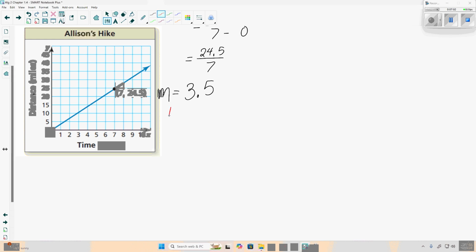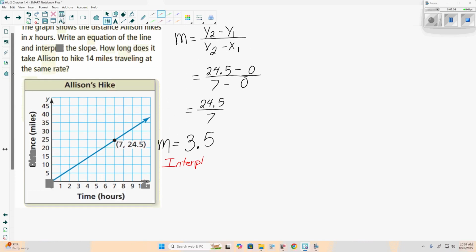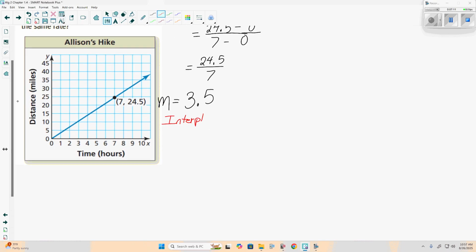At this point here, we can go on and interpret the slope. Now, the two axes, or the two amounts that we have, are time and miles. The y on top would be miles. The denominator of the slope, the bottom of the slope, would normally be time, but we don't have a denominator for 3.5. It's just a decimal. But there is a denominator. It's just understood to be 1.